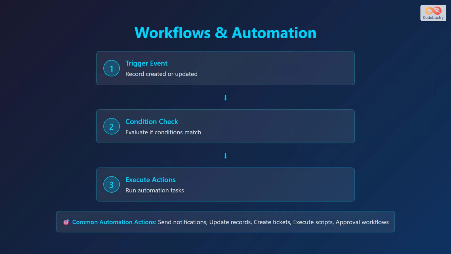ServiceNow workflows automate repetitive tasks. A workflow starts when a trigger event occurs, like creating a new ticket. The system then checks conditions to see if rules match. For example, if priority is urgent. When conditions match, the system executes actions automatically. Actions might send notifications to your team, update related records, create new tickets, or run scripts. The entire process happens without manual intervention. Common automation actions include sending email notifications to team members, updating record fields based on business logic, creating follow-up tickets automatically, and running complex scripts to process data. Workflows save time and ensure processes follow your organization's standards every single time.